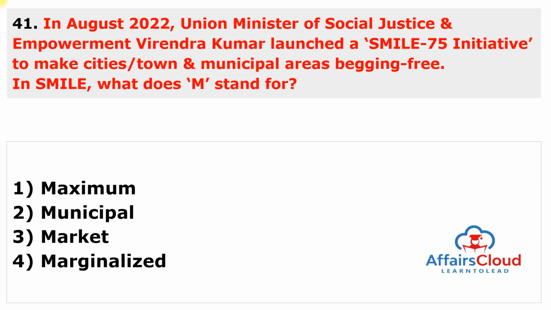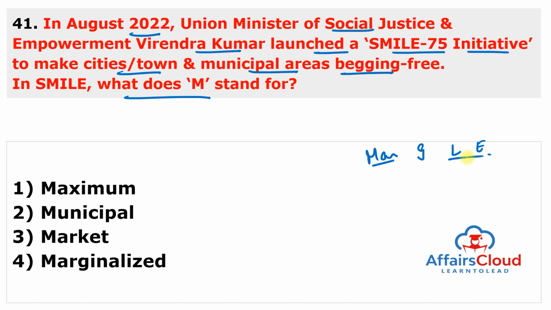Moving to next question. In August 2022, Union Minister of Social Justice and Empowerment Virender Kumar launched SMILE 75 initiative to make cities, towns and the municipal areas begging free. So in SMILE, what does M stand for? SMILE means Support for Marginalized Individuals for Livelihood and Enterprise. So M stands for Marginalized. So answer of this question is 4.